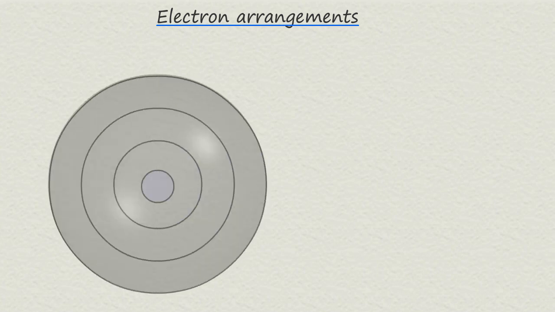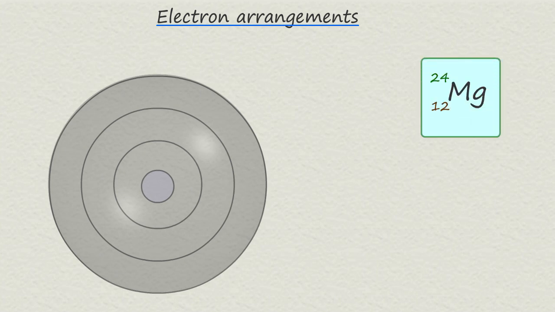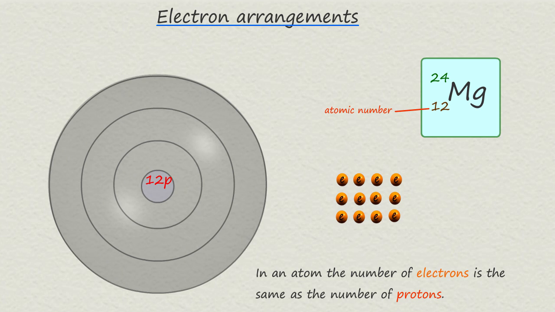So let's have a go at working out the electron arrangement for the element magnesium. Now in the periodic table, the chemical symbol for the element magnesium is Mg, and there are two numbers beside the chemical symbol. These are the numbers 12 and 24. The smallest of these two numbers is the atomic number, and this tells us that there are 12 protons inside the nucleus of a magnesium atom. However, in an atom, the number of protons is the same as the number of electrons, so this means that we also have 12 electrons present in the electron shells or energy levels in the magnesium atom.